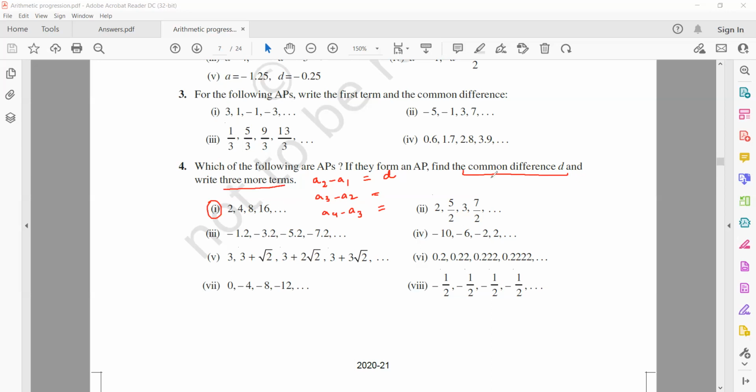So let's do the first one. So how much is A2 minus A1, which is 4 minus 2, which is 2. So your D is equal to 2, right? Similarly, you can check A3 minus A2, which is 8 minus 4. Oh, this is 4. So it's not an AP, right? First of all, check all the terms. So A4 minus A3, which is 16 minus 8, which is 8. So here the difference is 2, here the difference is 4, difference is 8. So not an AP, right?